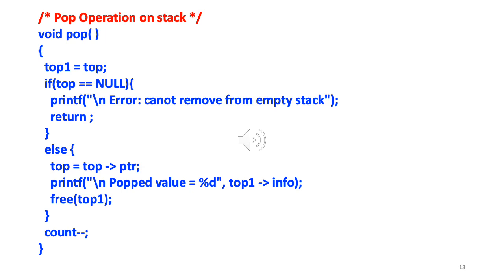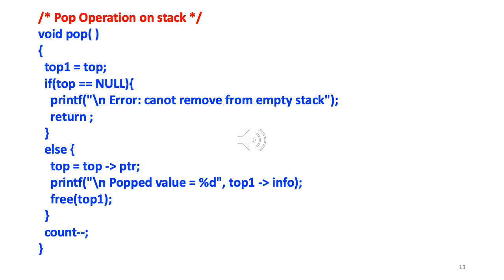And then print the value you're going to pop off, top one arrow info. Top one is still pointing to the previous node, so free top one, and then keep on doing that till you get top equal to null. In one of the previous pictures we looked at this in detail, and of course every time you pop, count will be reduced by 1.